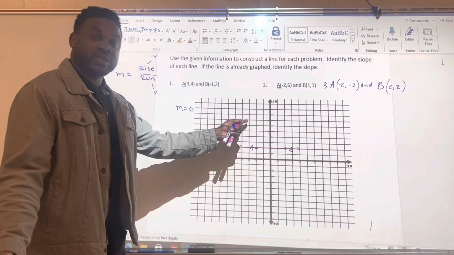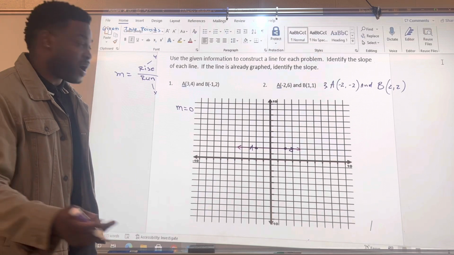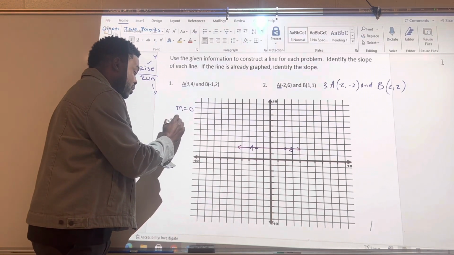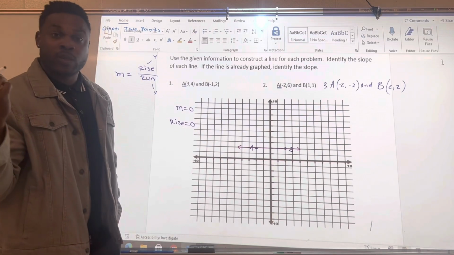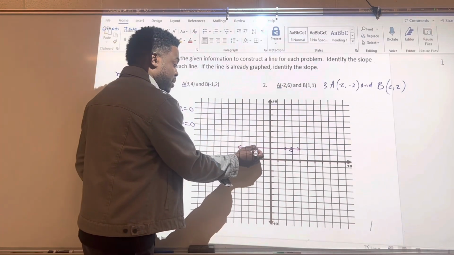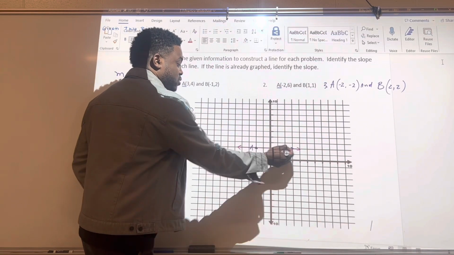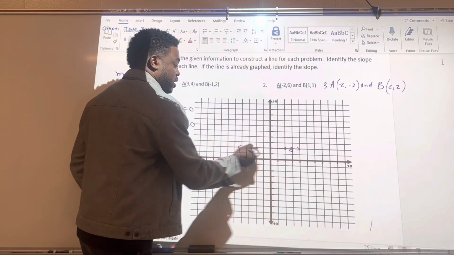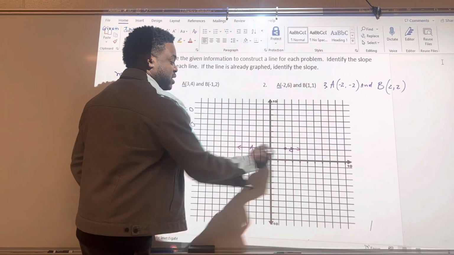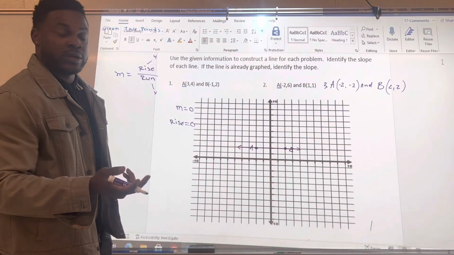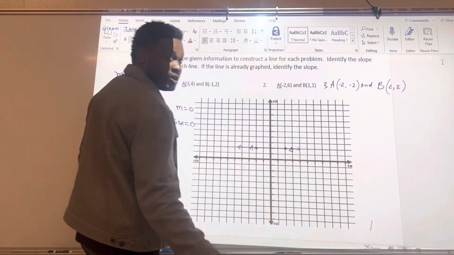Do you have a rise? No, you do not have a rise. If you don't have a rise, your rise is automatically 0. I can see that my rise is 0 because my point A is on exactly the same line as point B. So my rise over here is 0.